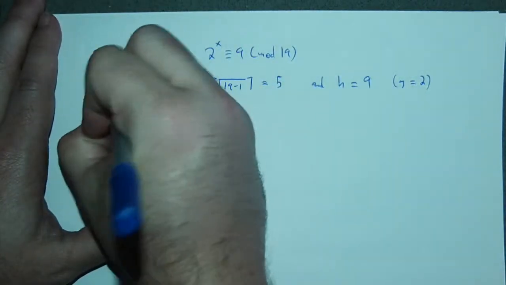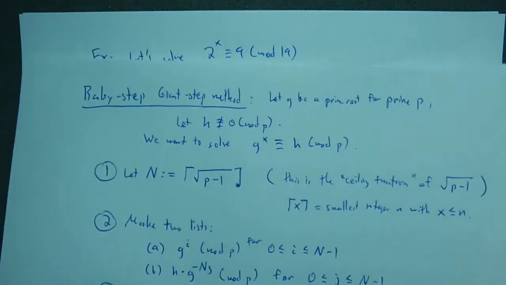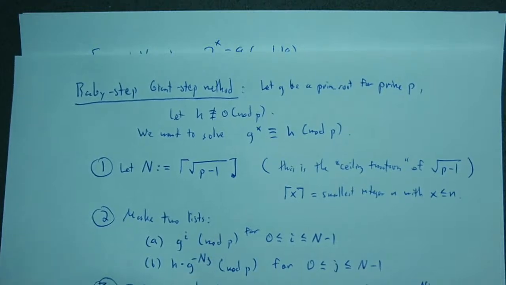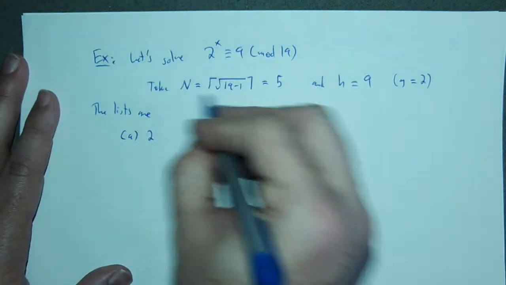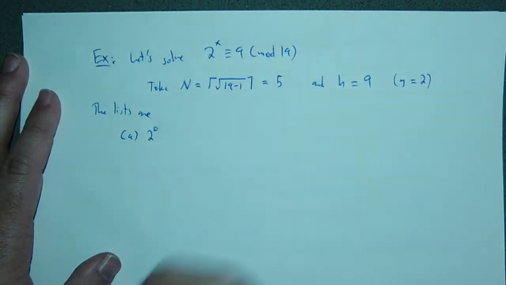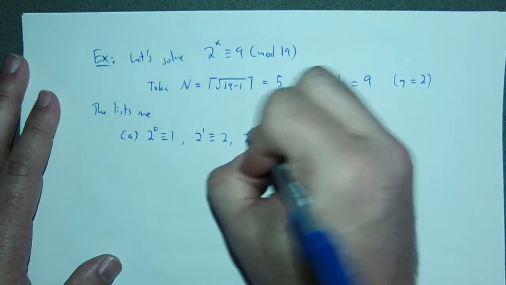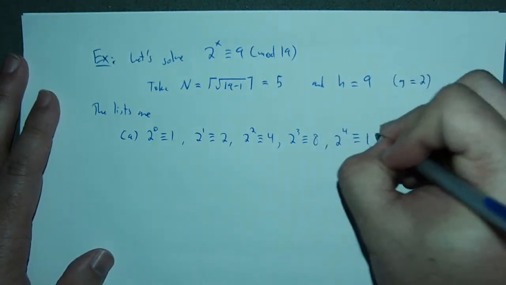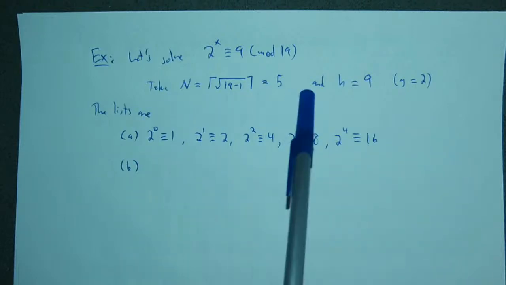Okay, so the lists are as follows. So let me bring back my process here. I make two lists: g to the i for i between 0 and big N minus 1, and h times g to the minus N j for j between 0 and big N minus 1. Big N minus 1, of course, is 4 because big N is 5. So 2 to the 0 is congruent to 1 mod 19. All these congruences are mod 19. 2 to the first is 2. 2 squared is 4. 2 cubed is 8. And 2 to the fourth is 16. That was easy. All those are less than 19, so they're just exactly what they always are. And that's as much as I need to do because I'm going from 0 to 4.